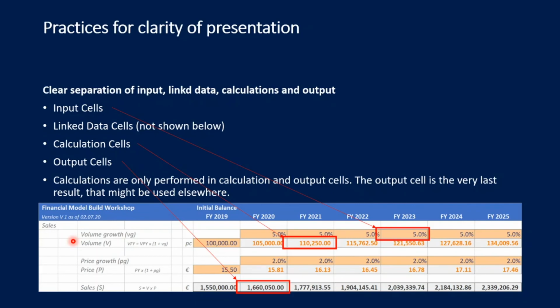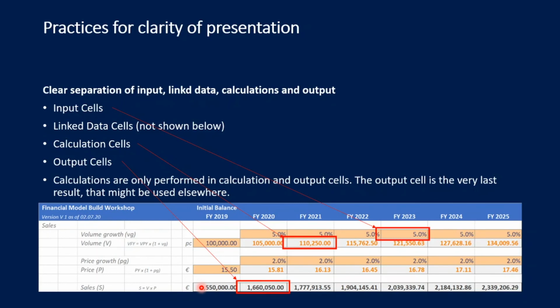We need to have a clear separation of input cells. Input cells are typically those orange ones here. Linked data cells are not shown in this picture, but we will see them later on. Calculation cells are those gray with orange font. And output cells that we see here are gray with black or dark gray font. Output cells are always the final result. Never some in-between results, but always the final result of a calculation that will be used elsewhere.